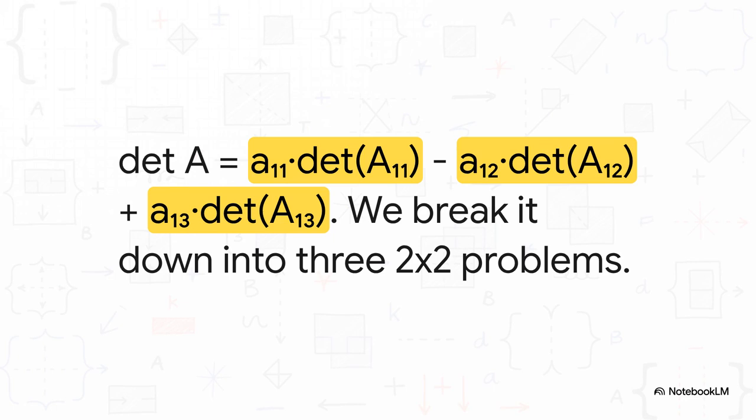All we're doing is moving across that top row one number at a time. For each number, we multiply it by the determinant of a little 2x2 matrix. And pay attention to the signs. Plus, then minus, then plus again. Let's see where that comes from.